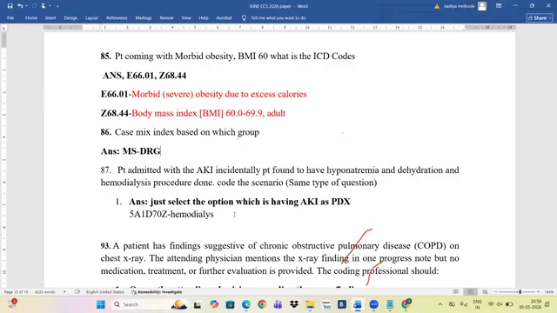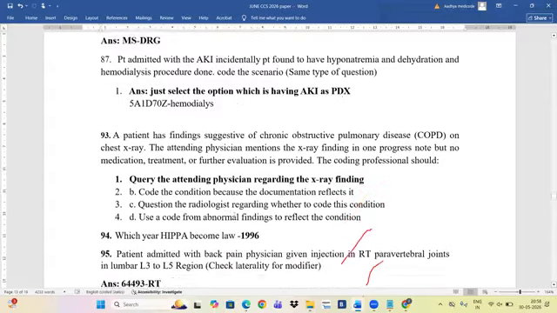Under hemodialysis, you will get 5A1D. If we lead the 5A1D, the fifth character will give the duration: less than 6 hours per day, 6 to 18 hours per day, greater than 18 hours per day. We need to check. Here they did not mention the duration, so default less than 6 hours per day, 5A1D70Z. Acute kidney injury should be the principal diagnosis, then hyponatremia and dehydration should be secondary diagnoses.